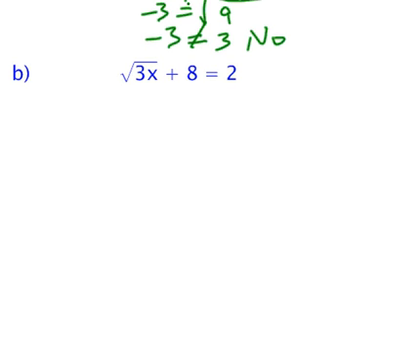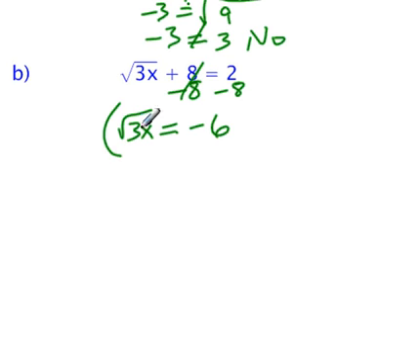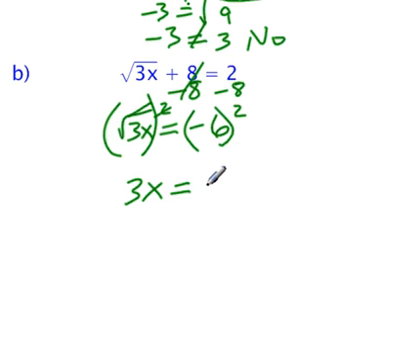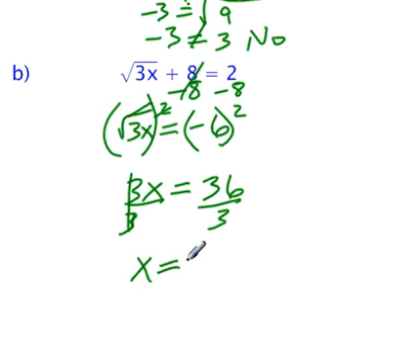Okay, if we work this problem, we would first isolate the variable. So we need to subtract 8 from both sides, and we get square root of 3x equals negative 6. Okay, so I'm going to square both sides, and that would give me 3x equals, because that cancels off, 3x equals 36, divided by 3, and I get x equals 12.